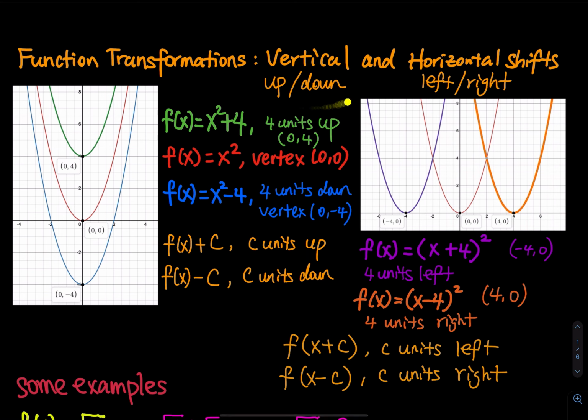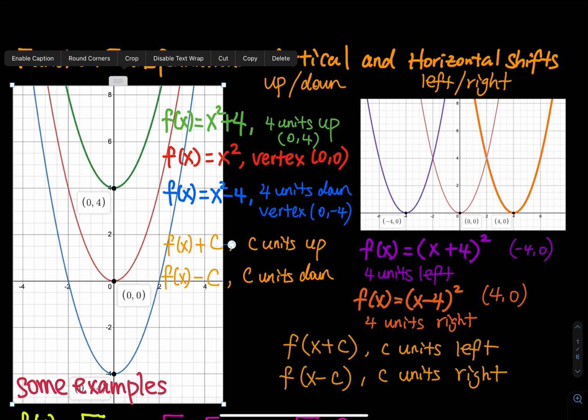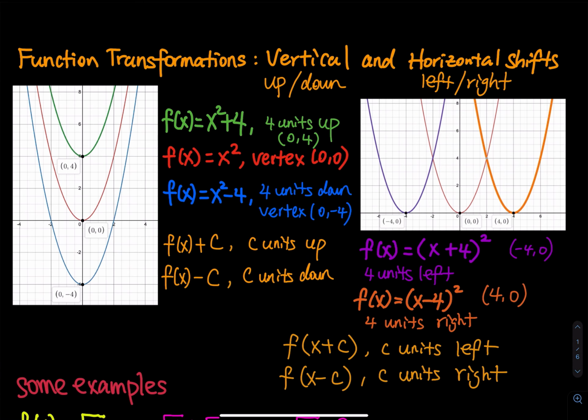So we have vertical shift. For vertical shift, I would like to use the first graph, the parabola. The red parabola is f of x equals x squared, and the vertex of the parabola is at 0, 0, as you can see on the picture. Now, what happens if I add 4 to the parabola? If you add 4 to the x squared, that means you will shift the parabola 4 units up. It was 0, 0. Now it is 0, 4.